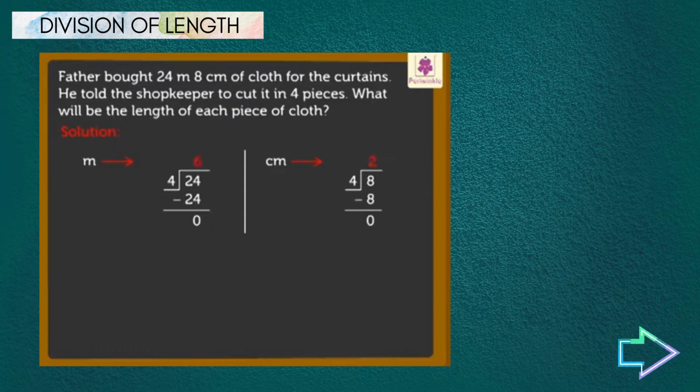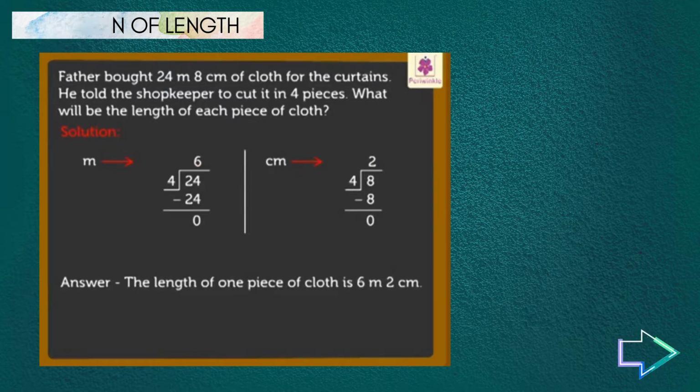With this, we found the answer. The quotient is 6 meters 2 centimeters. Thus, the length of one piece of cloth is 6 meters 2 centimeters.